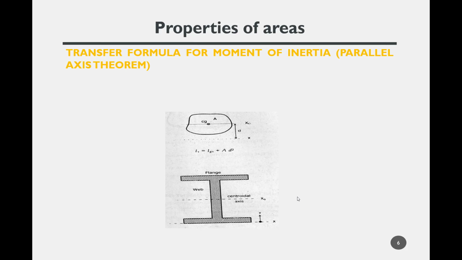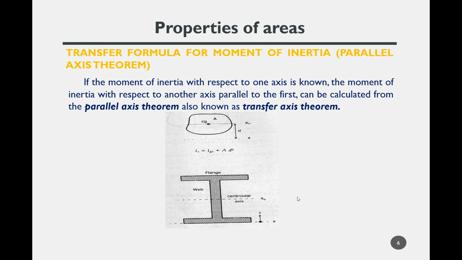For the transfer formula for moment of inertia, the parallel axis theorem. So if the moment of inertia with respect to one axis is known, the moment of inertia with respect to another axis parallel to the first can be calculated from the parallel axis theorem, also known as the transfer axis theorem. Okay. So ito yung flange natin, di ba? Yan. So structural shapes consisting of rectangular areas.